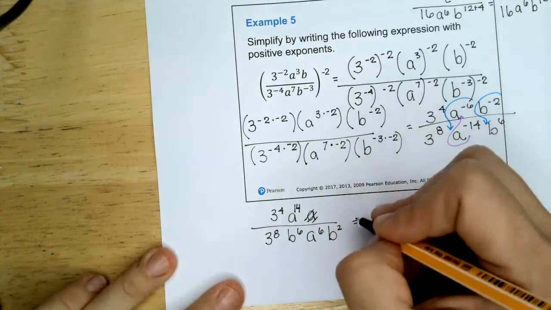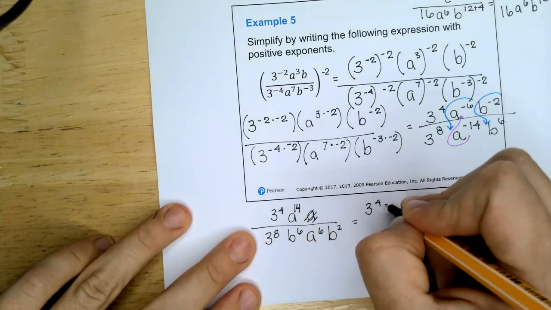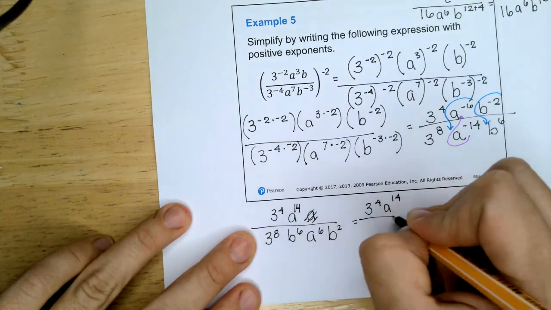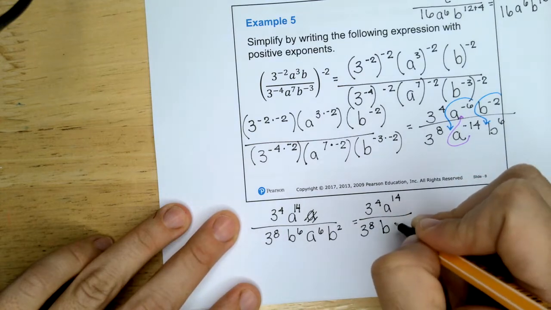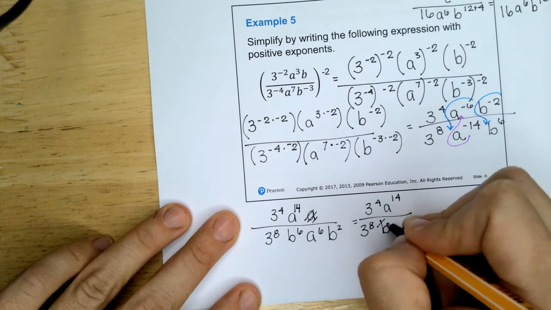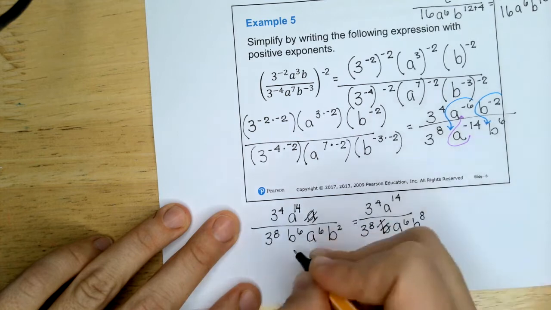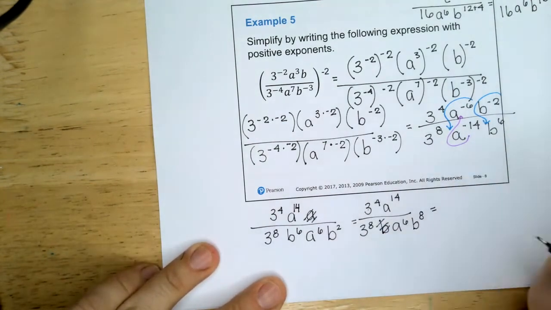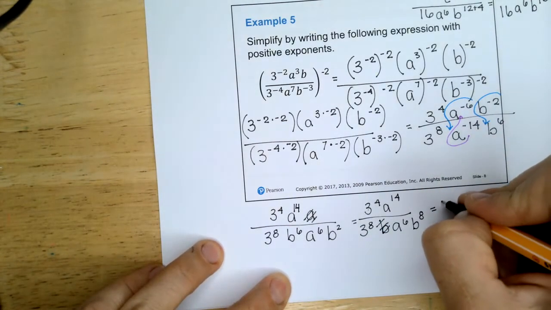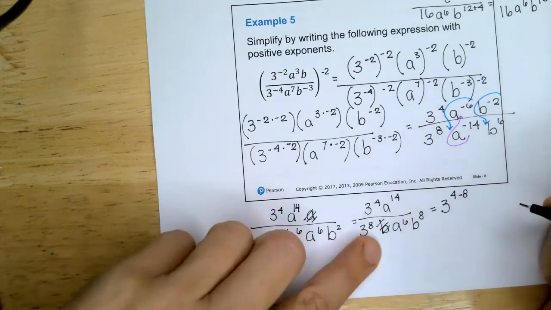All right. So what I can do is combine those b's. So that's 3 to the 4th, a to the 14th over 3 to the 8th, b to the, sorry, I put that out of order. Let's put a first. A to the 6th, b to the 8th, because 6 plus 2 is 8. Good. Okay. Instead of saying 3 to the 4th is 81, we can just keep the same base and say 4 minus 8 for the 3.